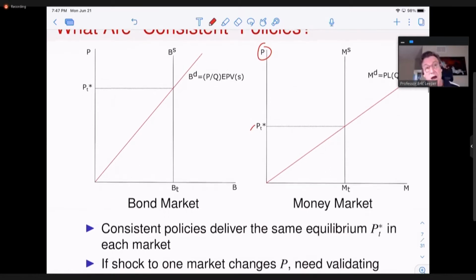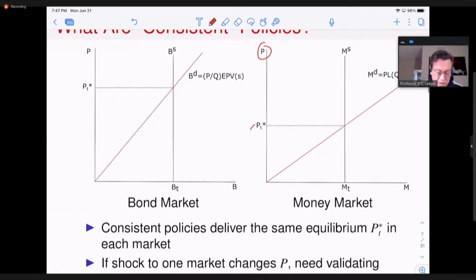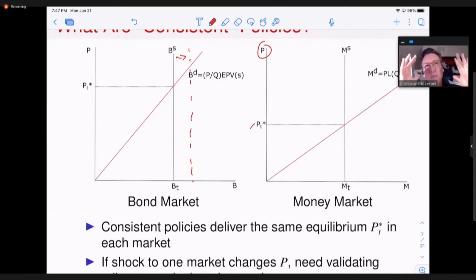Now, if a shock hits one of these economies, say there's an increase in the supply of bonds, if there's no change in future surpluses, that's going to tend to drive the price level up. Monetary policy is going to have to do something to validate that higher price level. That is what we mean by the policy interactions that cannot be turned off. Those have to be going on all the time, crisis or no crisis.